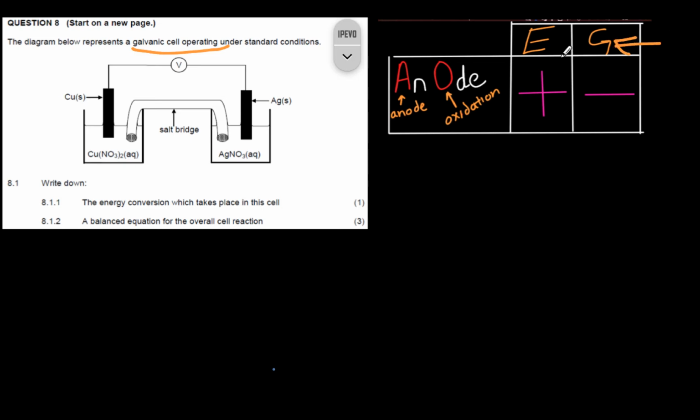Now, the first question is 8.11. What is the energy conversion which takes place in the cell? Since this is a galvanic cell, automatically we must know that the energy conversion will be from chemical energy to electrical energy.